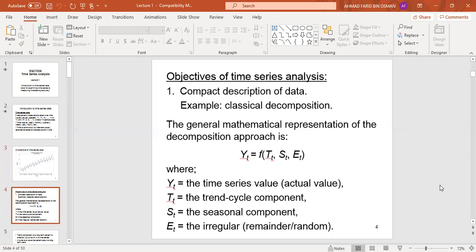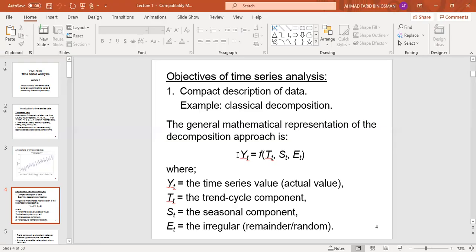So there are a number of objectives of time series analysis. Here we have two main objectives in this course. The first objective is what we call a compact description of data. We would like to use time series analysis techniques to help us describe time series data. For example, using classical decomposition, we would like to describe the underlying time series pattern of the data. The general mathematical representation of the decomposition approach is given by this.